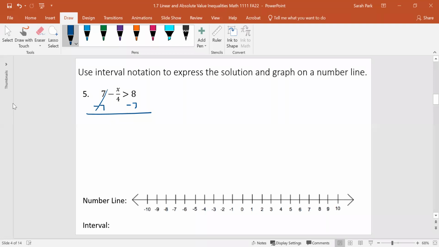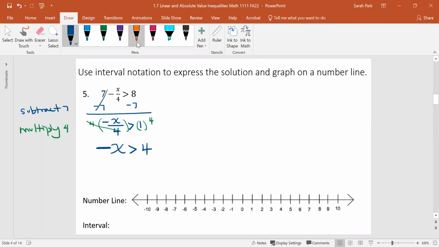The 7 is going to cancel out. So we subtract 7, and then we have negative x over 4 is greater than 8 minus 7, which is 1. Oops, that should be a 4. I tend to do that. Okay, let's get rid of that 4 by multiplying both sides by 4. That will help us cancel the 4 in the denominator. And then we have negative x is greater than 1 times 4, which is just 4. Now, because we still have this negative symbol, we can get rid of it by dividing both sides by negative 1.